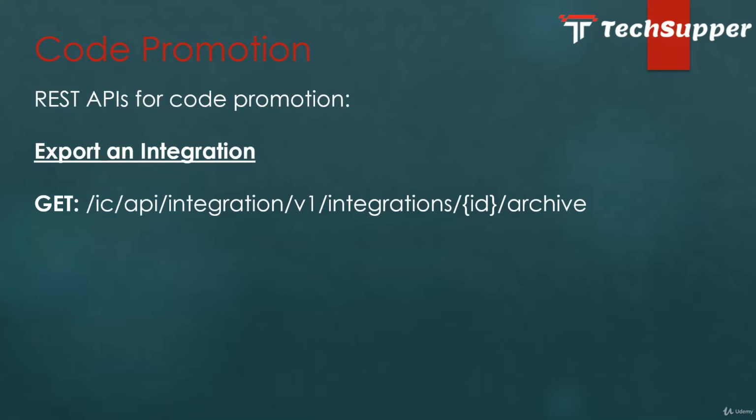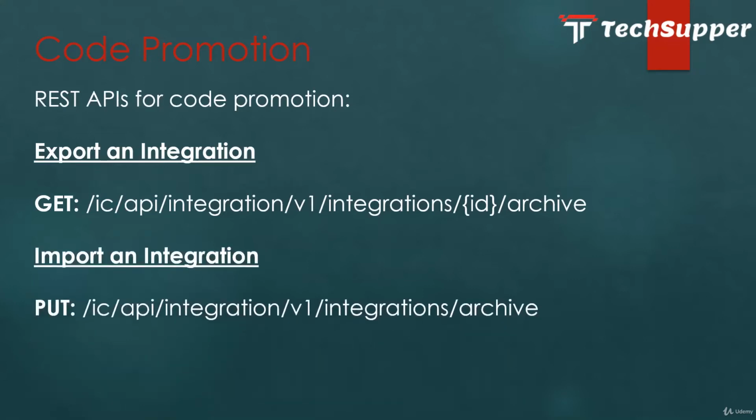It will download the integration, and then you have to use the PUT API to import an integration, on /IC/API/integration/v1/integration/archive. The first GET API will run on your source instance from where you want to export, and the other import API will run on the target instance where you need to import the integration. Here you have to append the instance URL of OIC in the GET and the PUT API.